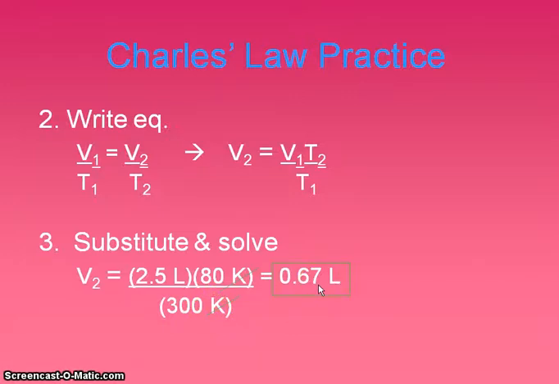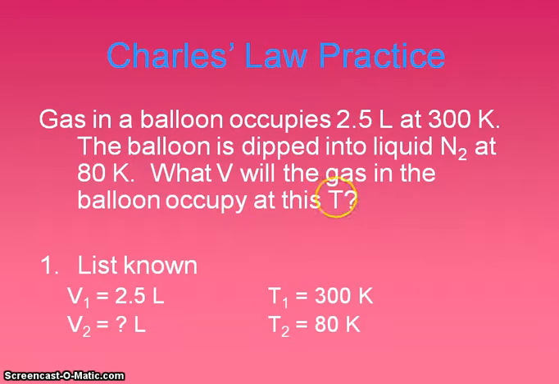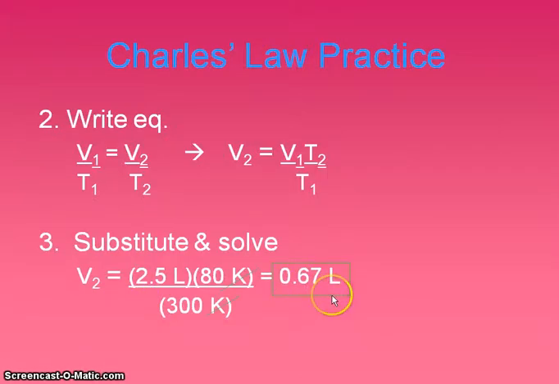That makes sense because our temperature went down. Our temperature decreased from 300 to 80, and so our volume should also have decreased, and we went from 2.5 to 0.67.